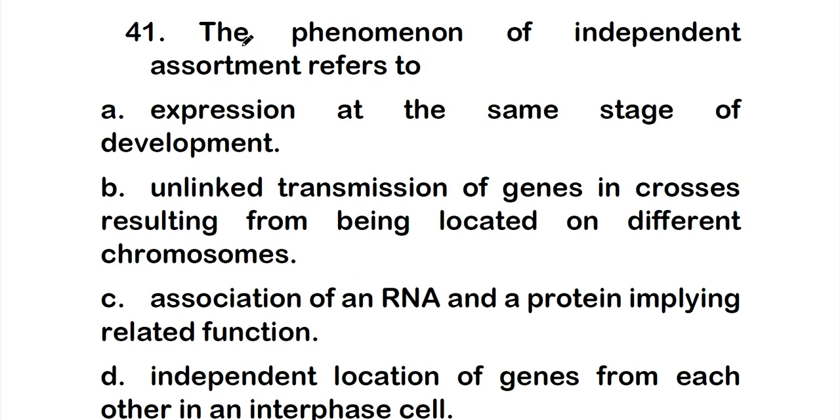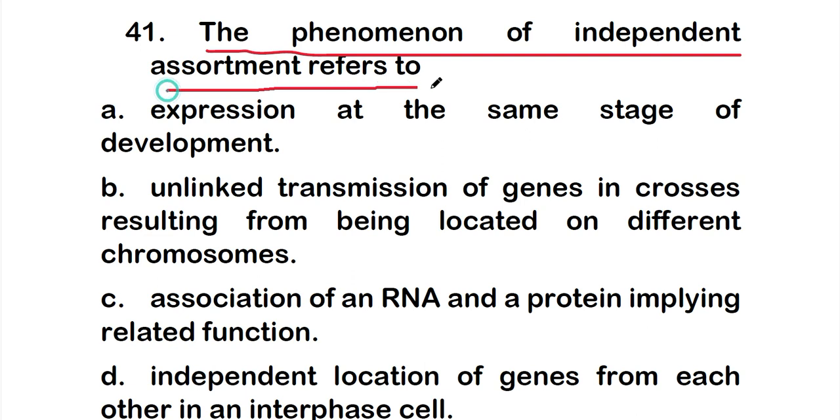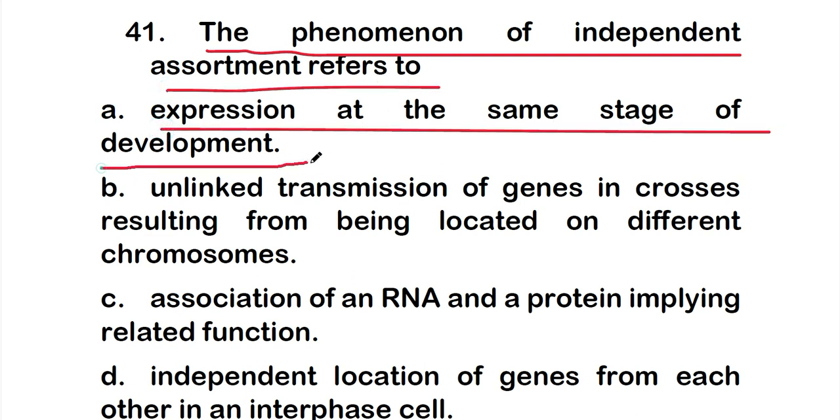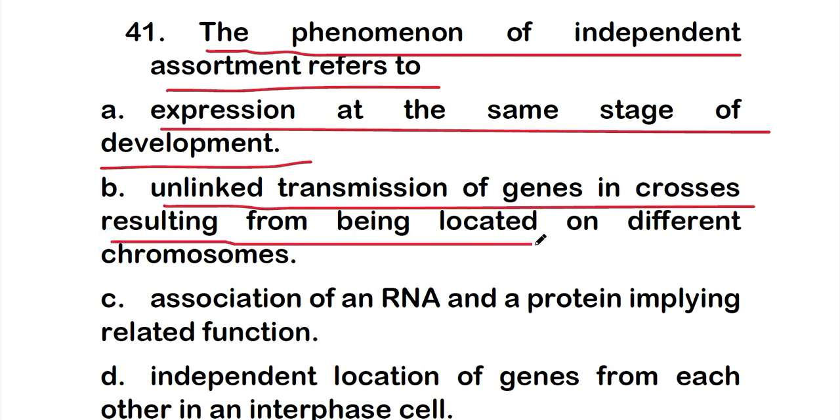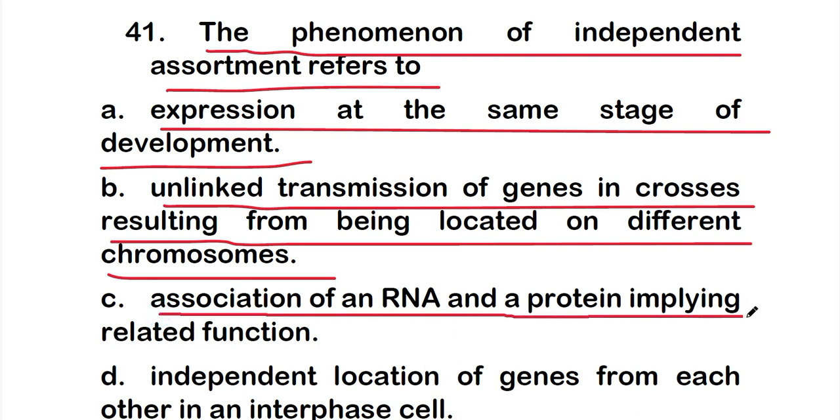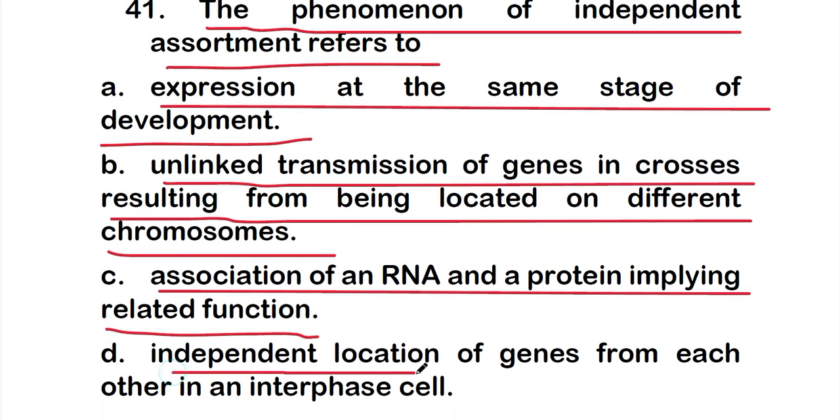So the first question of this video: the phenomenon of independent assortment refers to option A, expression at the same stage of development, or option B, unlinked transmission of genes in crosses resulting from being located on different chromosomes, or option C, association of an RNA and a protein implying related function, or option D, independent location of genes from each other in an interphase cell.